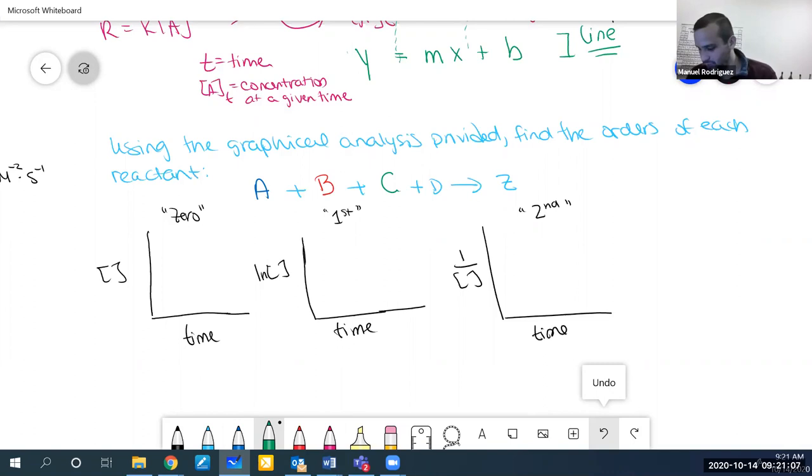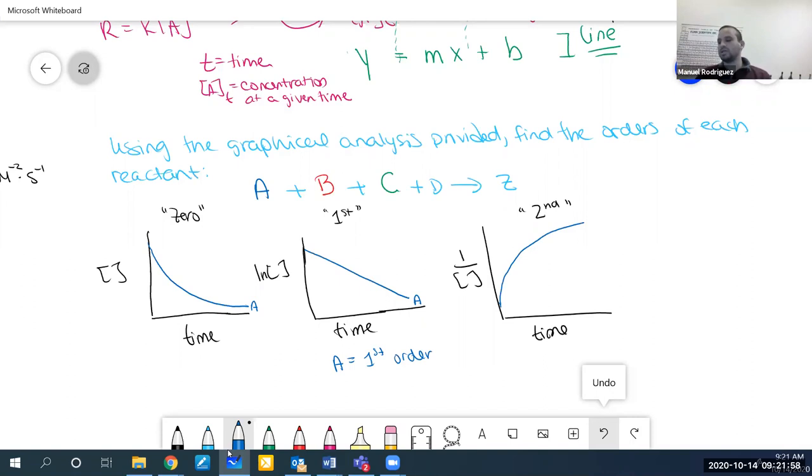Okay, so A, what happened was I plotted A for the first graph and it gave me a curve. It did not give me a straight line. What does that mean? It means that A is not zero order. Then I tried to plot the natural log concentration of A versus time and it gave me something like this, which then means that A is first order. If I plot A in my third graph, it should give me something like that, which is not a straight line, which means it's not second order.